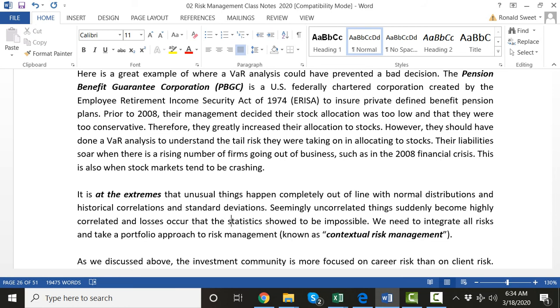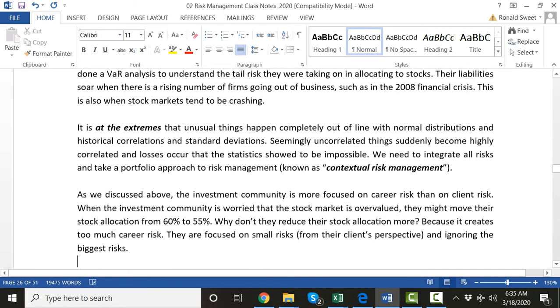What happens if seemingly uncorrelated events, we'll talk about this later when we talk about Douglas Hubbard, suddenly become correlated because of some extreme event like the coronavirus? We need a more integrated view of risk than finance currently does. This is also known as contextual risk management. It's thinking about everything, including tail events, extreme events. We'll talk about Nassim Taleb later in the black swan context. So it's just a different way of thinking about risk.